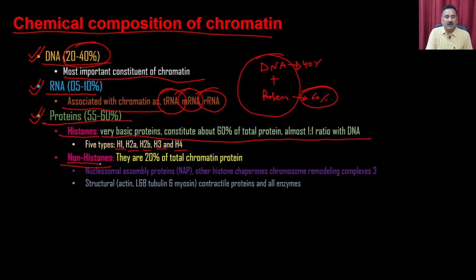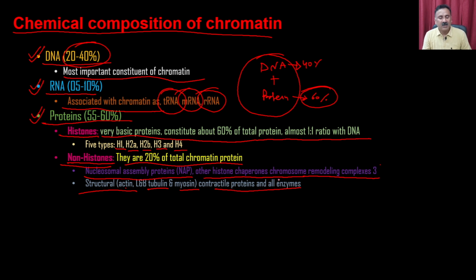Similarly, you're going to have the non-histone proteins. They are 20% of the total chromatin protein, and they are required for the nucleosomal assembly proteins such as NAP and the other histone chromatin remodeling complexes. And then you're going to have the structural proteins such as actin, tubulin and myosin, which are the contractile proteins, and all the enzymes. So the contribution of the non-histone protein is very little compared to the histone protein. Histone protein is required for packaging.